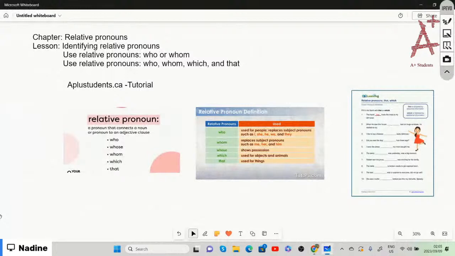And the definitions of the relative pronouns are, if we use the relative pronoun who, then who is used for people and replaces the subject pronouns such as I, she, he, we, and they. So who is basically used for people.